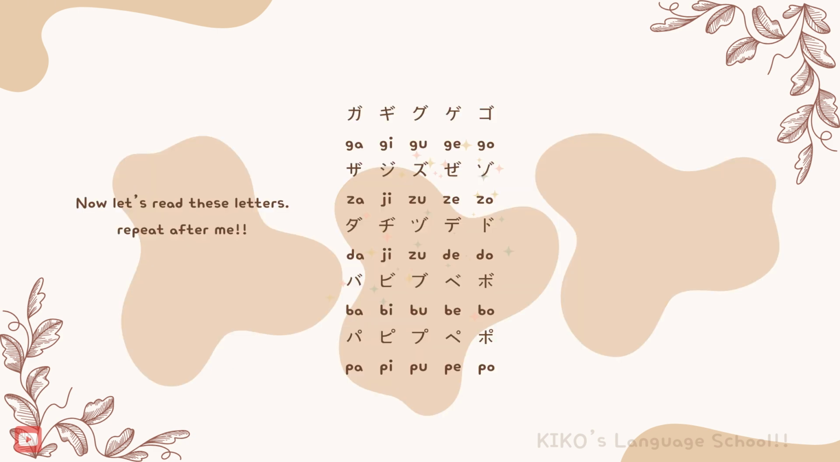Now, let's read these letters. Repeat after me. Ga, gi, gu, ge, go. Za, ji, zu, ze, zo. Da, ji, zu, de, do. Ba, bi, bu, be, bo. Pa, pi, pu, pe, po.